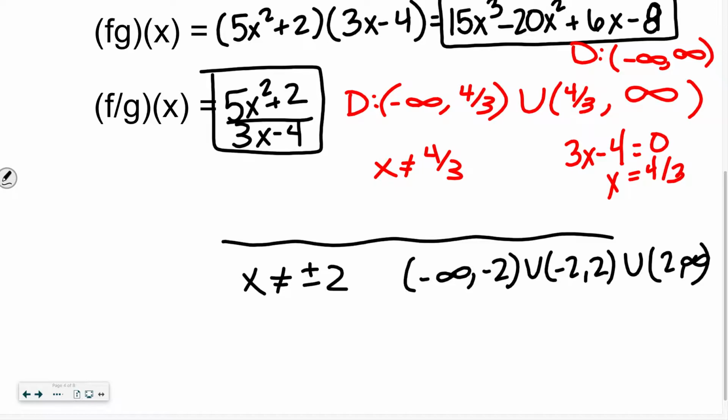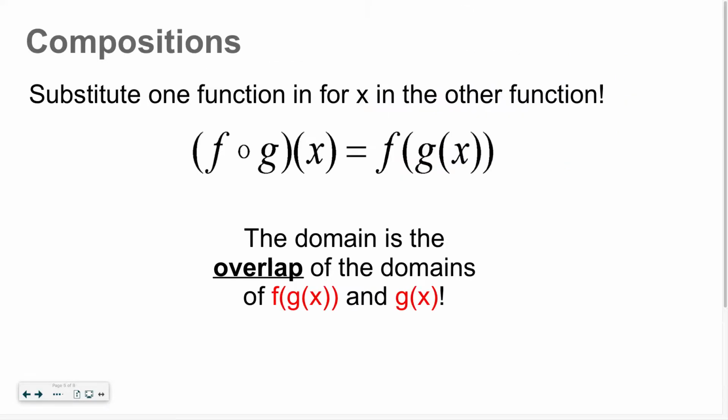Okay, let's talk about compositions. The last type of combination of functions. We'll do a couple examples and then you'll have some time hopefully to work on your homework assignment.